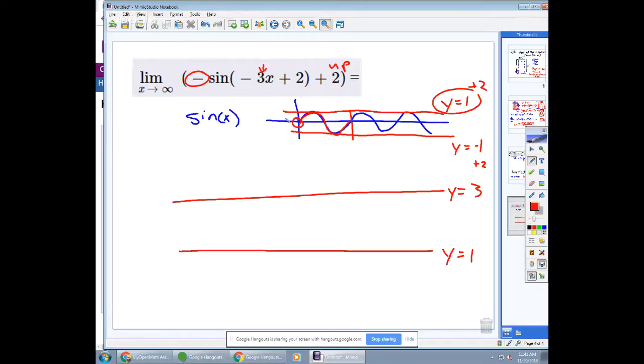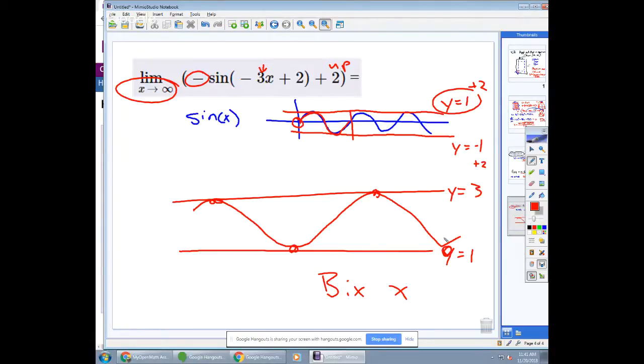And it doesn't matter too much where it starts, because what are we considering here? Well, x is going to the right. So for big x values, way away from the origin, what's this graph going to be doing? Well, it's just going to be jumping around between 3 and 1, isn't it?